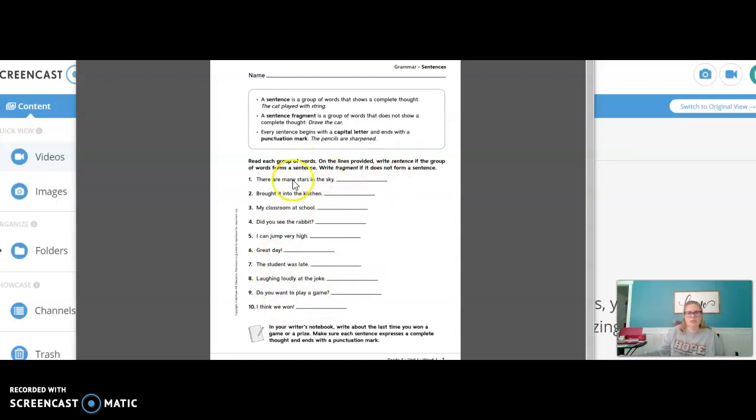What you need to do is read each group of words on the lines, write sentence if it is a sentence, or fragment if it's not. If you want to just put an S for sentence and an F for fragment, go for it. Make sure you keep this in your binder because it will be collected.